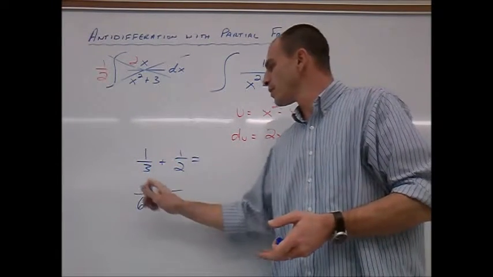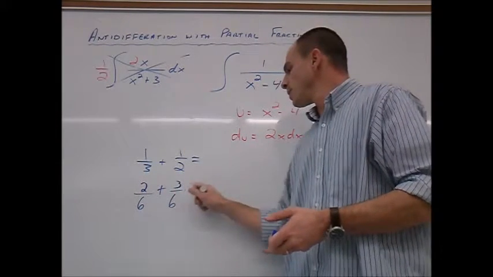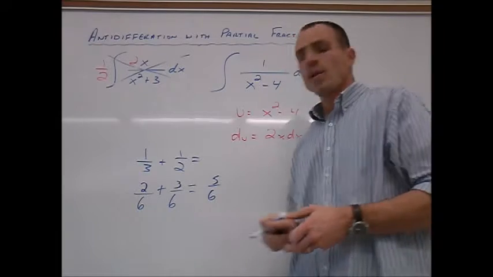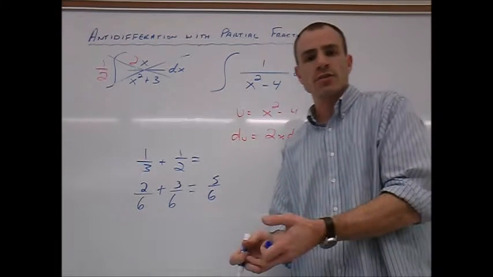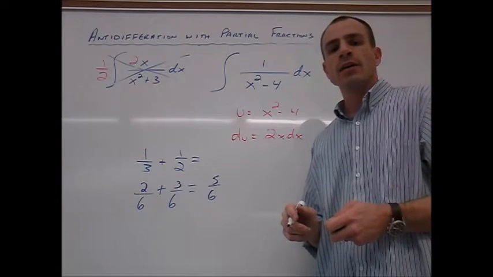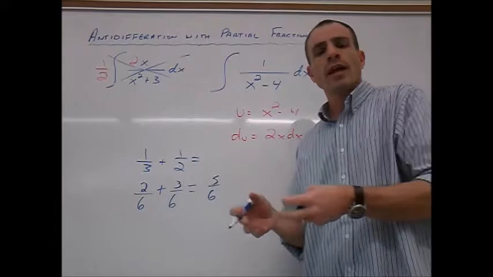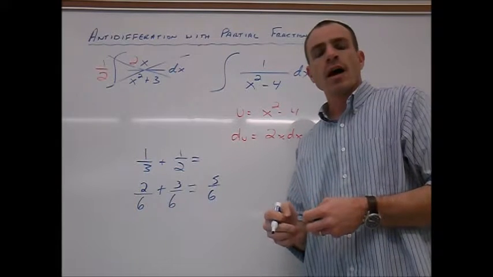So obviously 1/3 is the same as 2/6, and 1/2 is the same as 3/6, and we would get our answer of 5/6. Okay, so in order to add fractions, we need a common denominator. And we're going to build off of that idea of a common denominator.